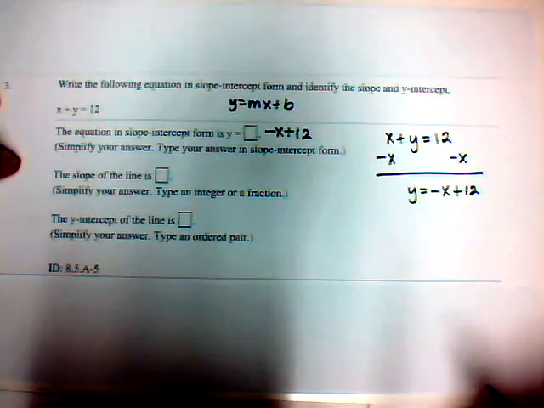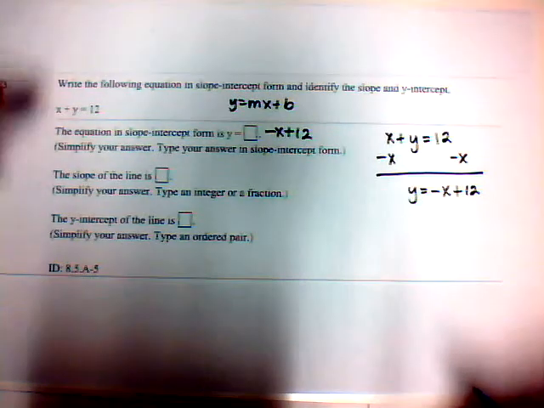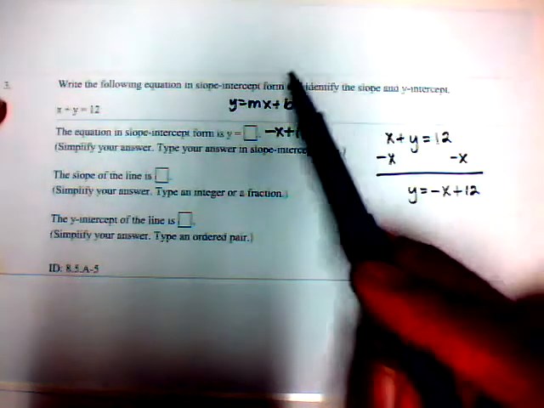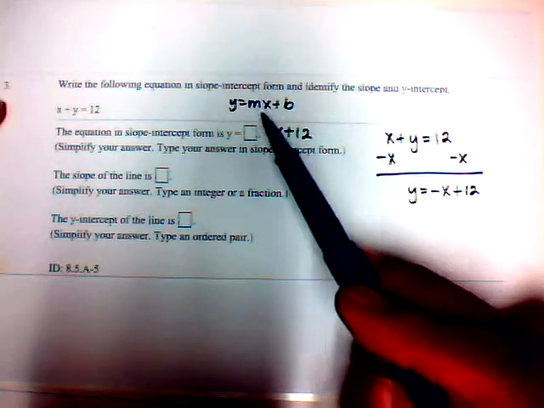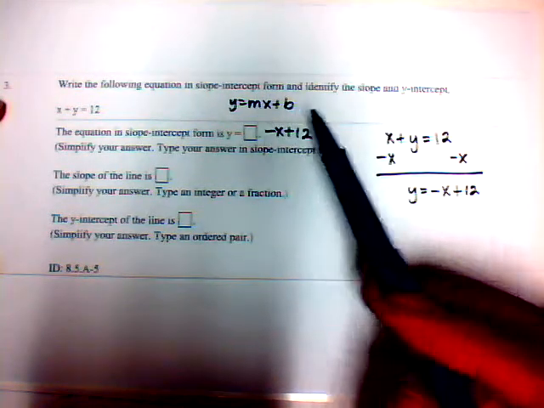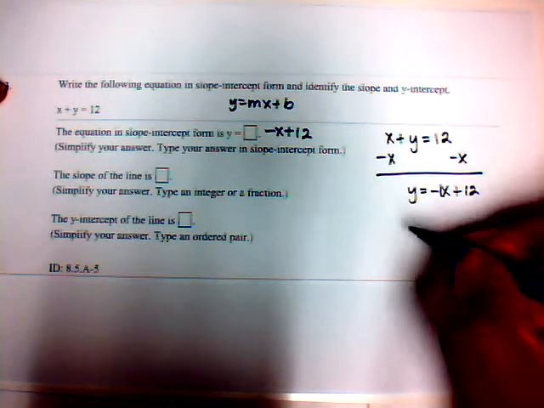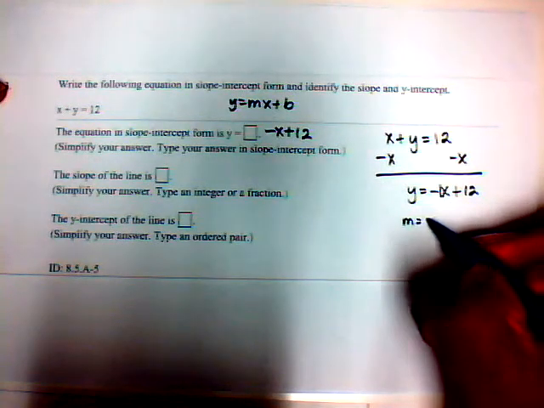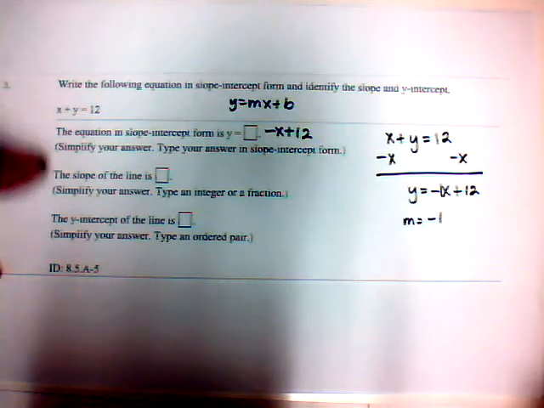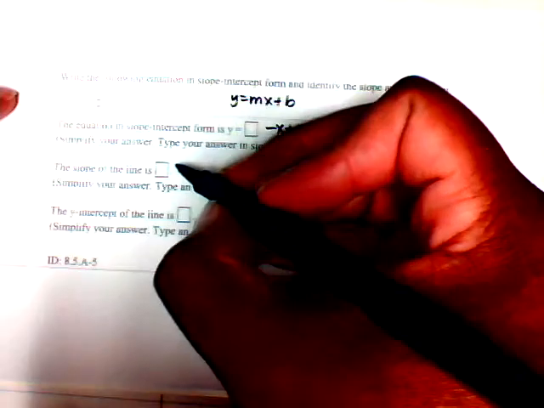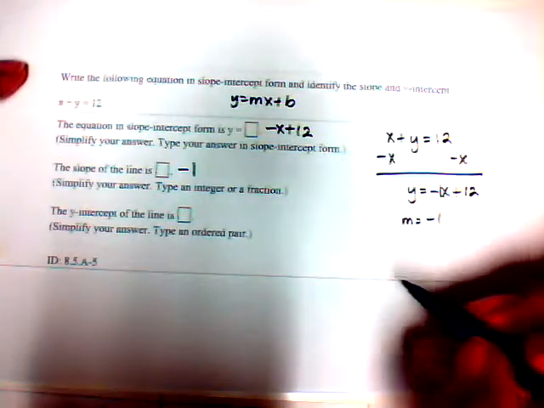Now, if you recall, the slope, when it's written in slope-intercept form, is always the coefficient of x, or the number that's in front of the x. In this case, there is an understood 1 in front of it. So here that slope is -1. So to answer that question, the slope of the line is -1.